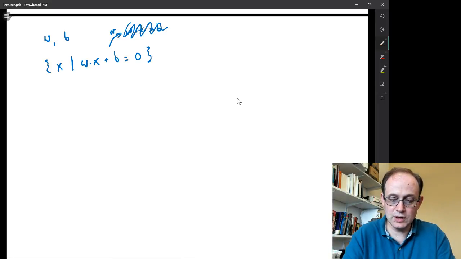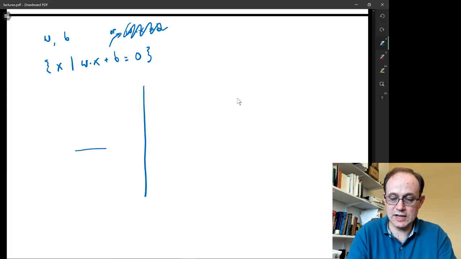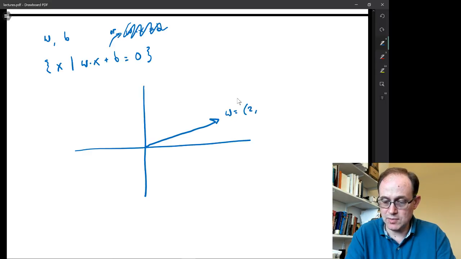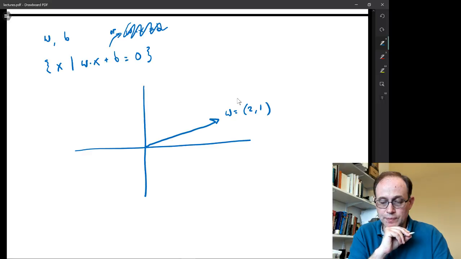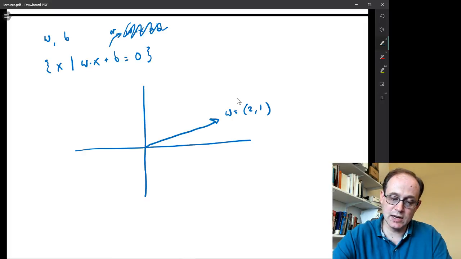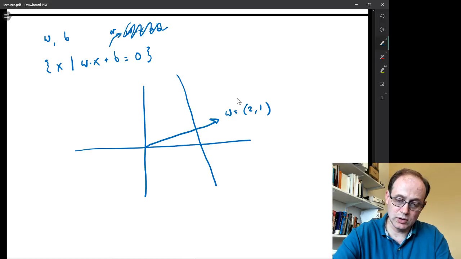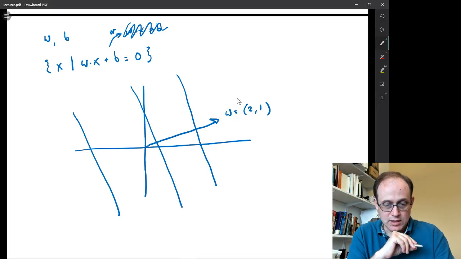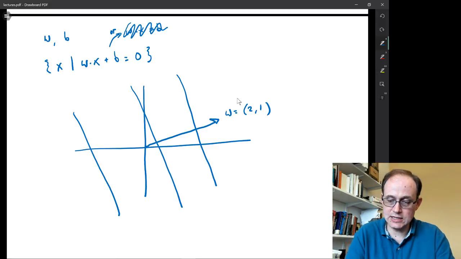So the first thing to do is we'll draw a set of axes. And then we draw our vector w. So let's suppose that w is (2, 1). We draw the axes and w, and the first thing to note is that w is going to be the normal vector to the line. So our line is going to look like that, or like that, or like that. The easiest thing to do is to solve for the places that the line crosses the axes.